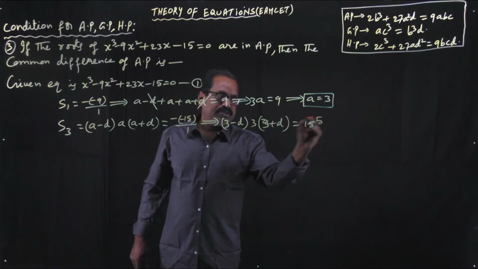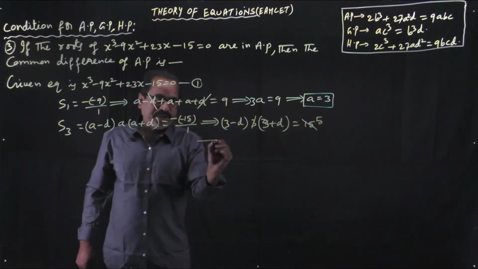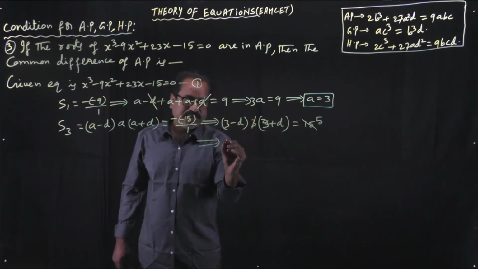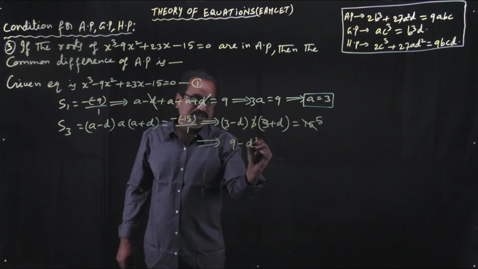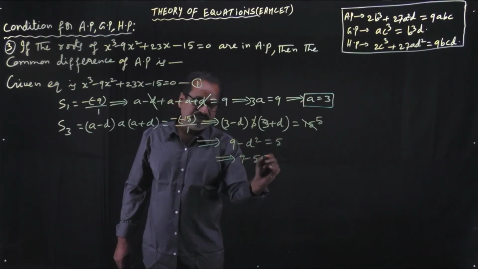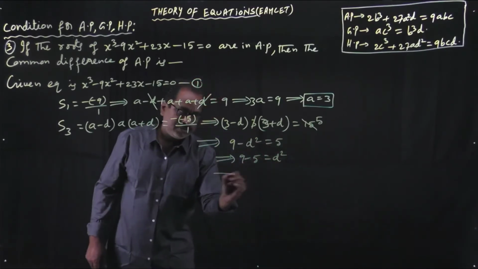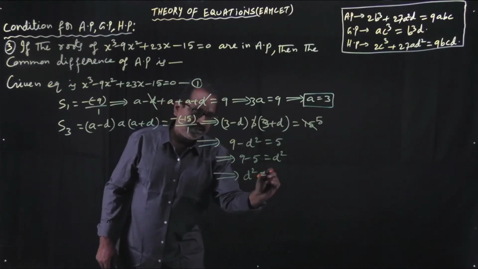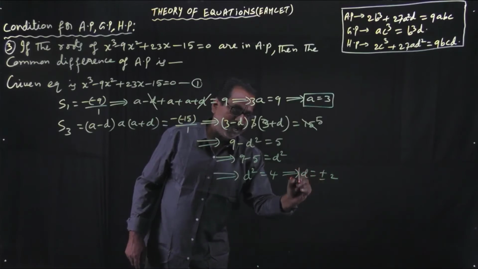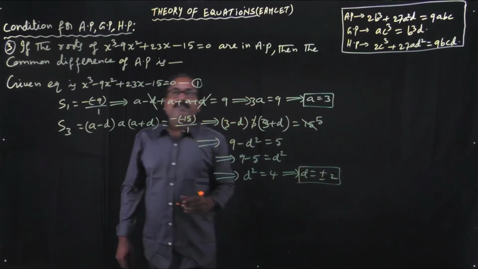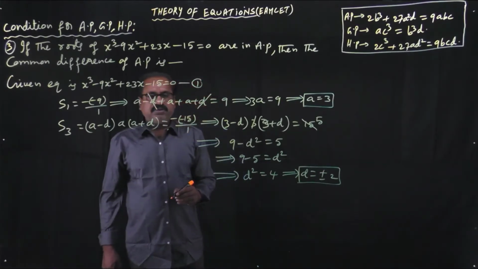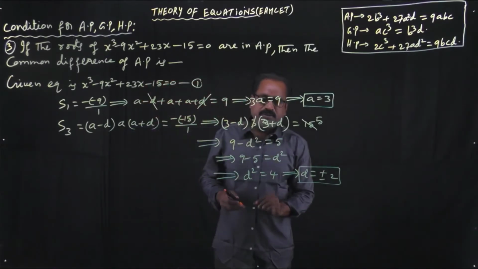3 5s are 15. So here using the A minus B into A plus B formula, A square minus B square, 9 minus D square is equal to 5. So 9 minus 5 is equal to D square. So D square is equal to 4. So D is equal to plus or minus 2. Therefore, the common difference is plus or minus 2.